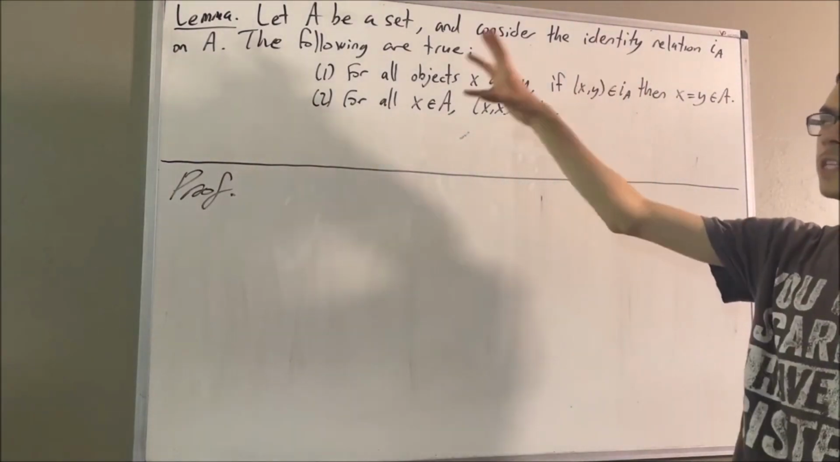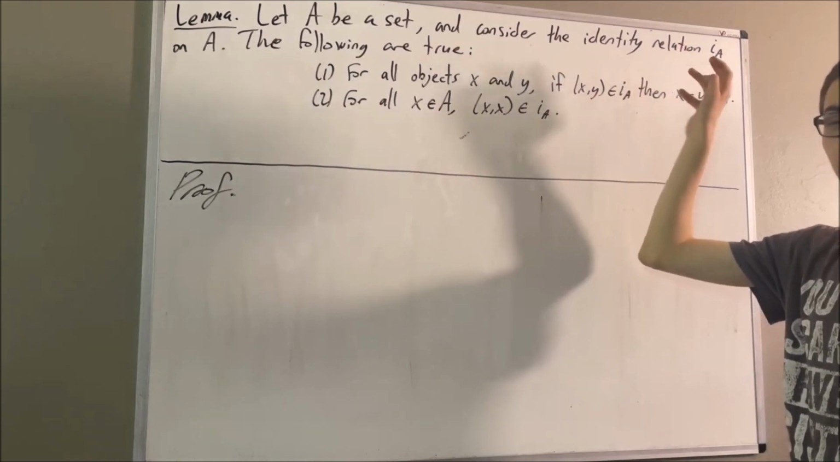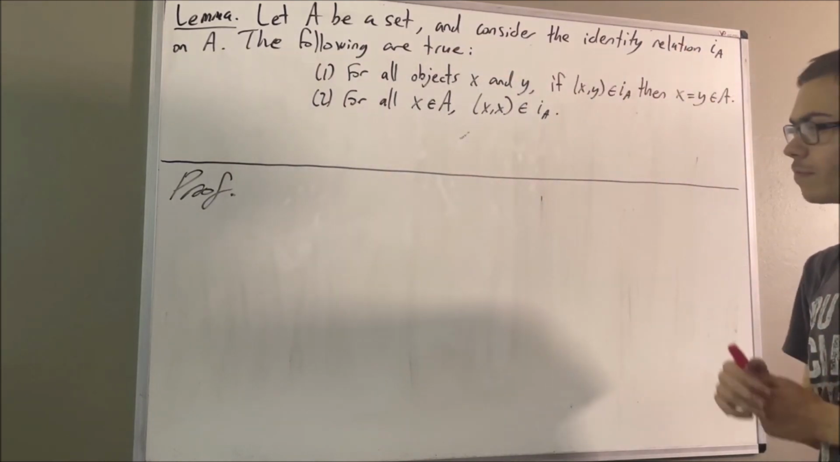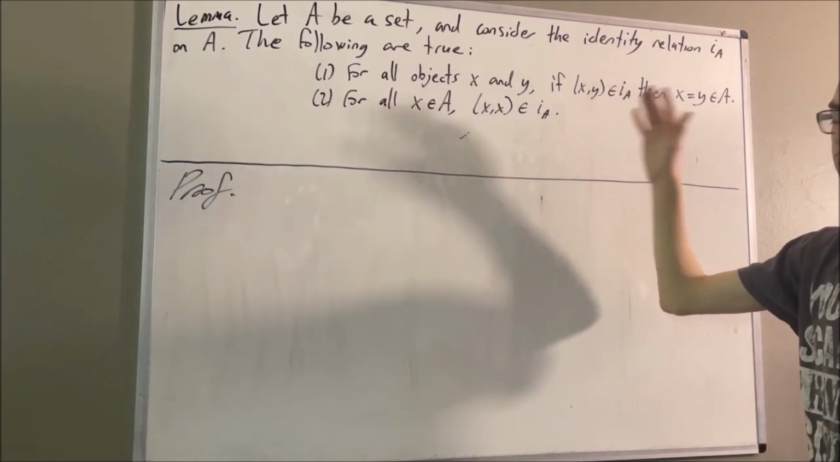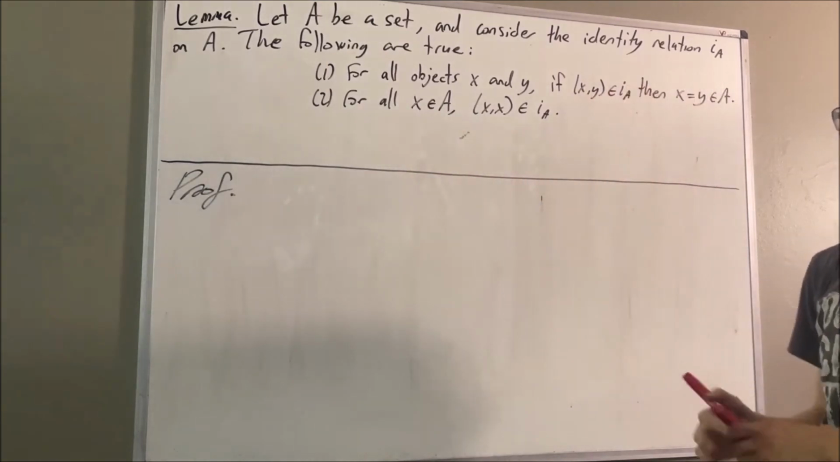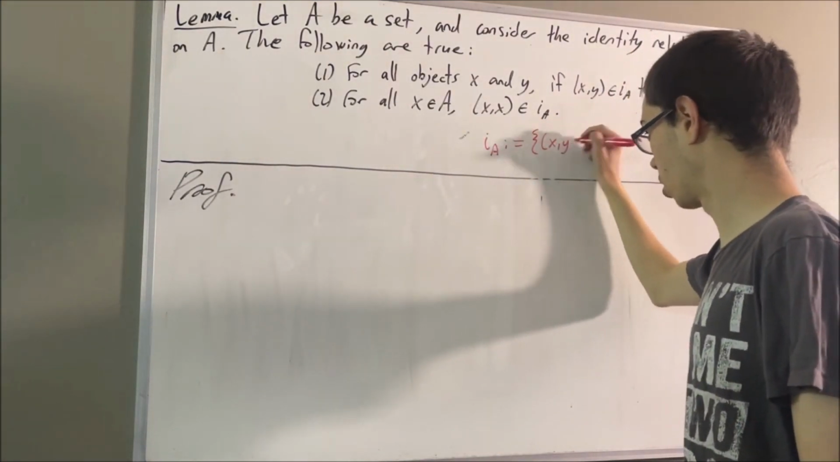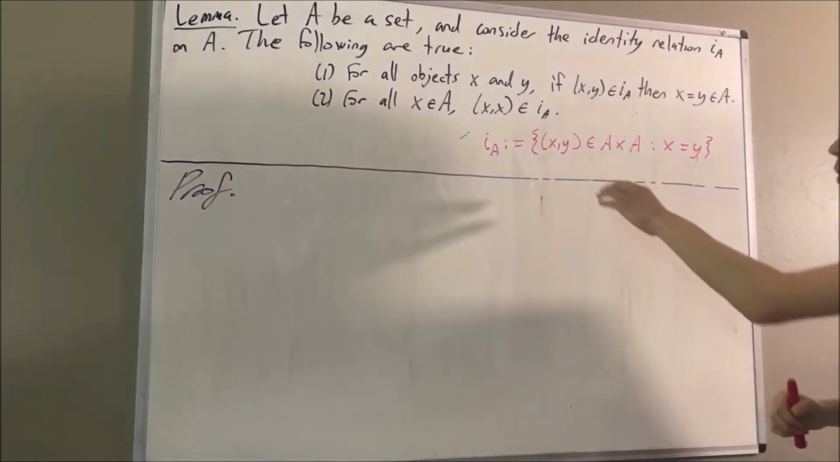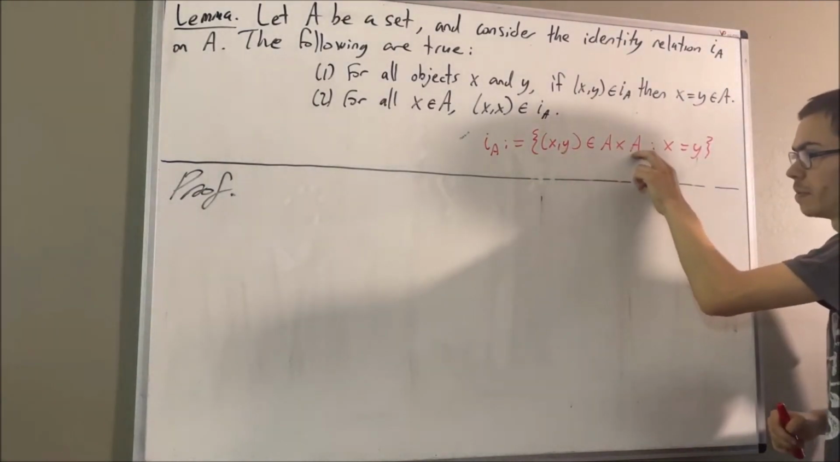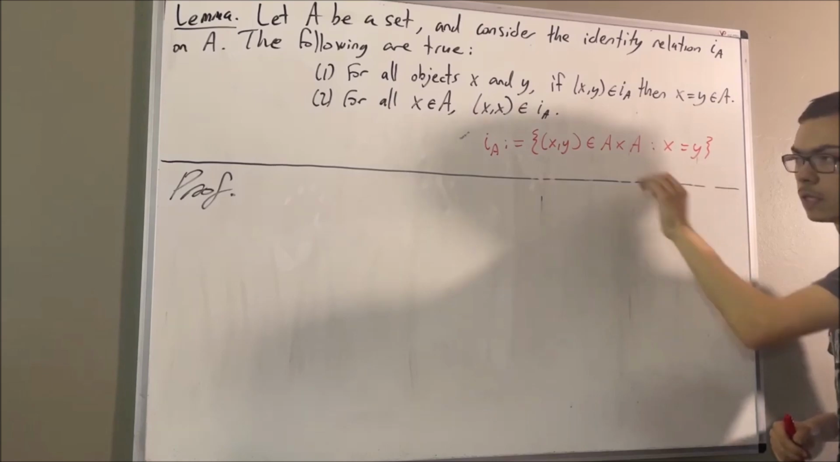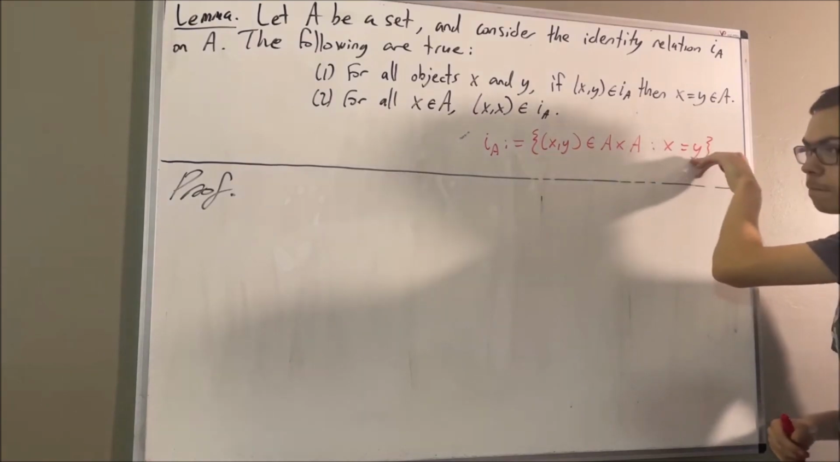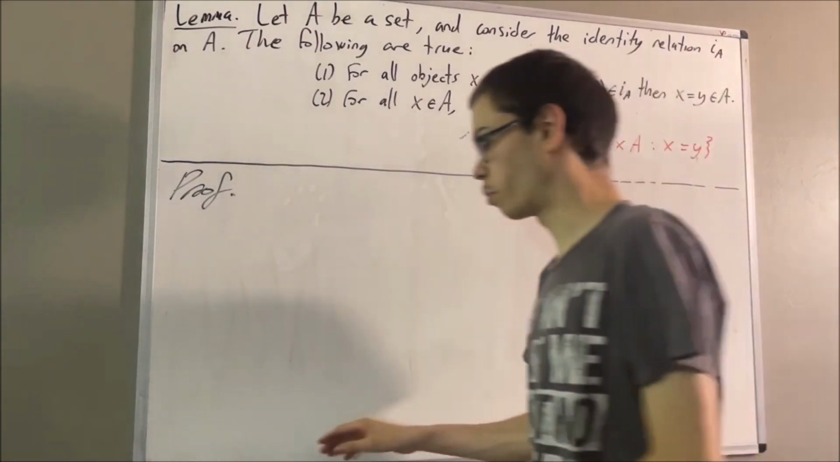Now, this proof is based off of principles in Daniel Velleman's book, How to Prove It. And the way that he defines the identity relation on A is as follows. It's the set of all ordered pairs x comma y in A times A such that x is equal to y. So this is what we're going to be working off of. Okay, but now let's prove the lemma.